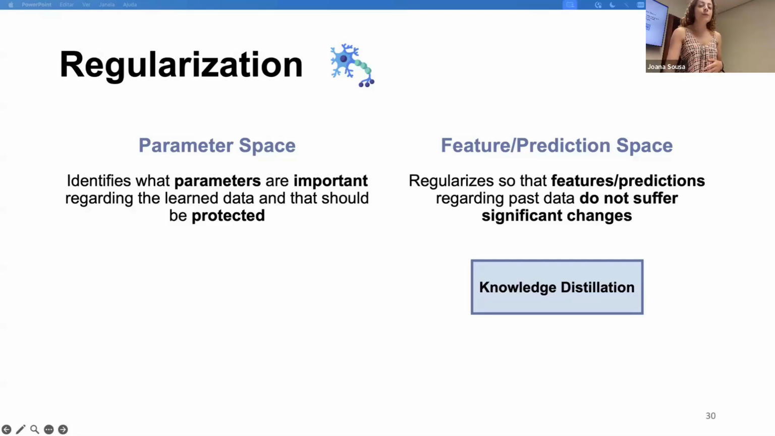On the other hand, we have feature prediction space. That is regularization at the features and the predictions regarding past data, so that they do not suffer significant changes. Usually in this case, we train on the data and then we have a model, then we have the new data. But before, we create a copy of the model, and then we use that model to distill this knowledge for the new one.